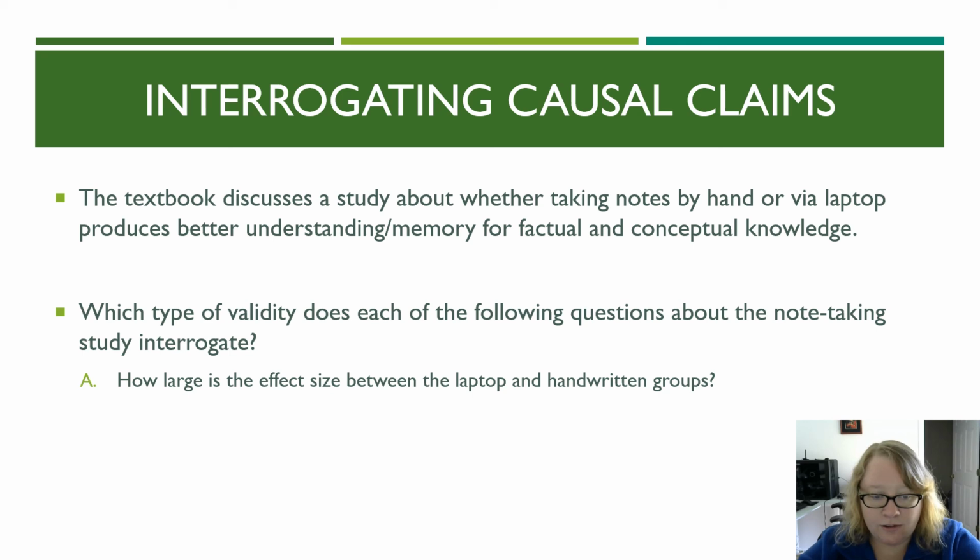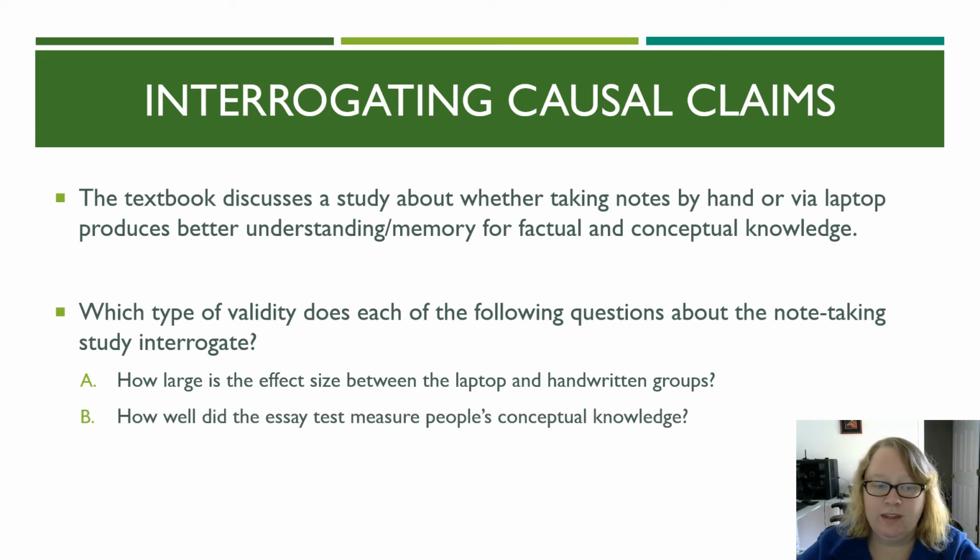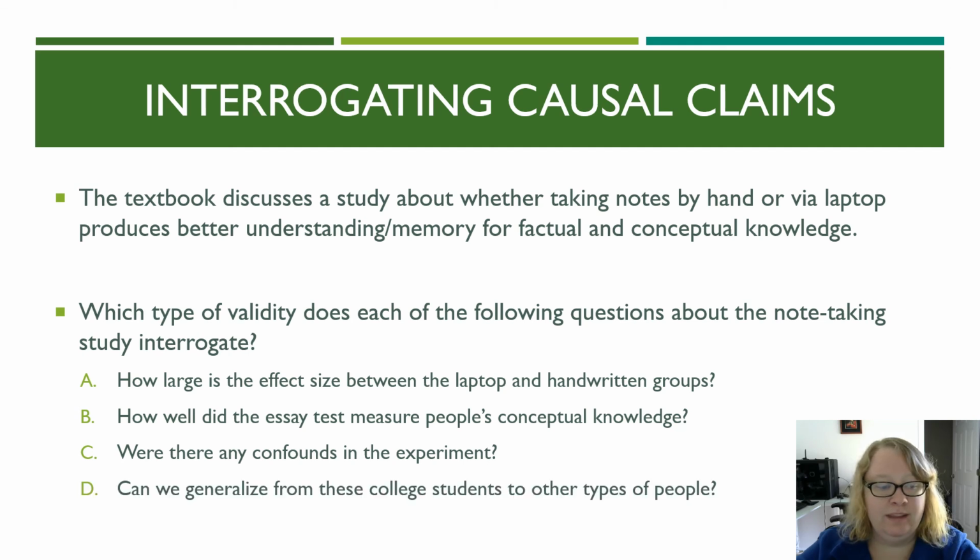So I want you to think about which type of validity does each of the following questions about the note-taking study interrogate. So I have 4 examples of questions here. I'll read each of them to you, and then I'll have you pause the video, think about it, and then keep playing to hear answers. All right, so A, how large is the effect size between the laptop and the handwritten groups? B, how well did the essay test measure people's conceptual knowledge? C, were there any confounds in the experiment? And D, can we generalize from these college students to other types of people? All right, so pause the video and think about which type of validity you think each of these questions is interrogating.